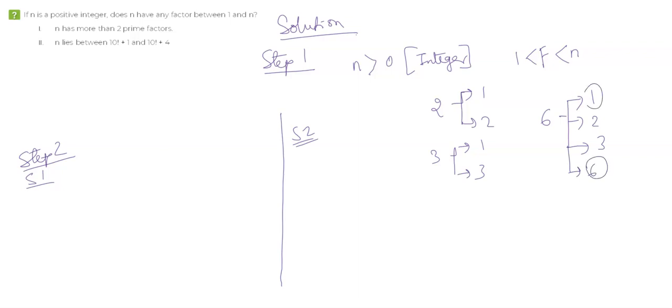So notice here, between 1 and 6, between 1 and n, if n is 6, you have factors 2 and 3 that lie between 1 and 6, right? But when you look at prime numbers, if n is equal to 2, then between 1 and n there are no factors. If n is equal to 3, a prime number, notice that between 1 and 3 there are no factors. So if the question says, does n have any factor between 1 and n, what they're indirectly asking you is whether n is prime or composite.